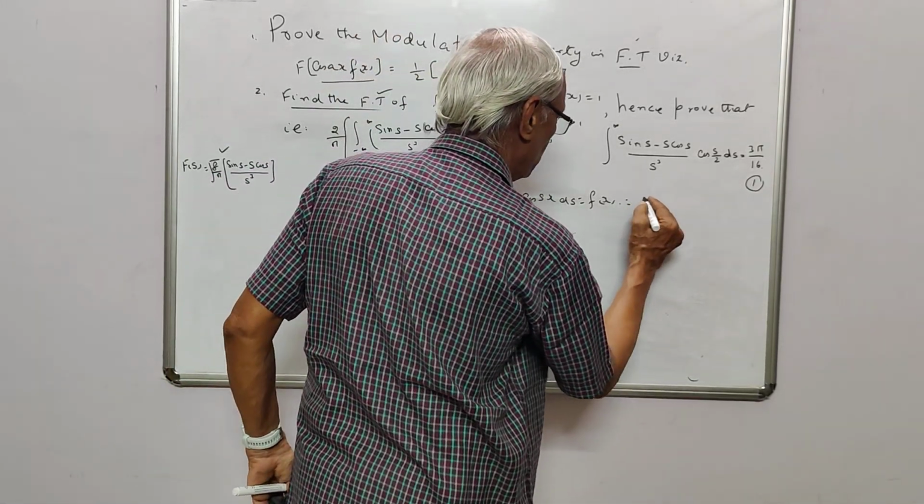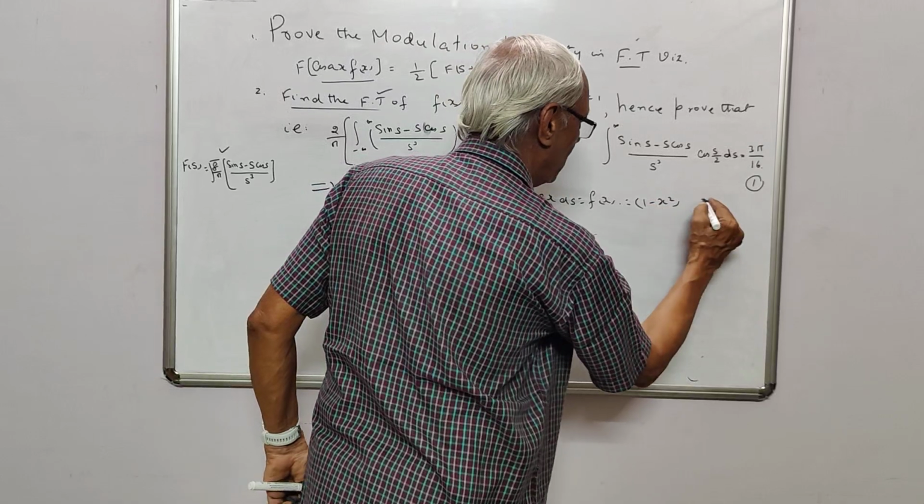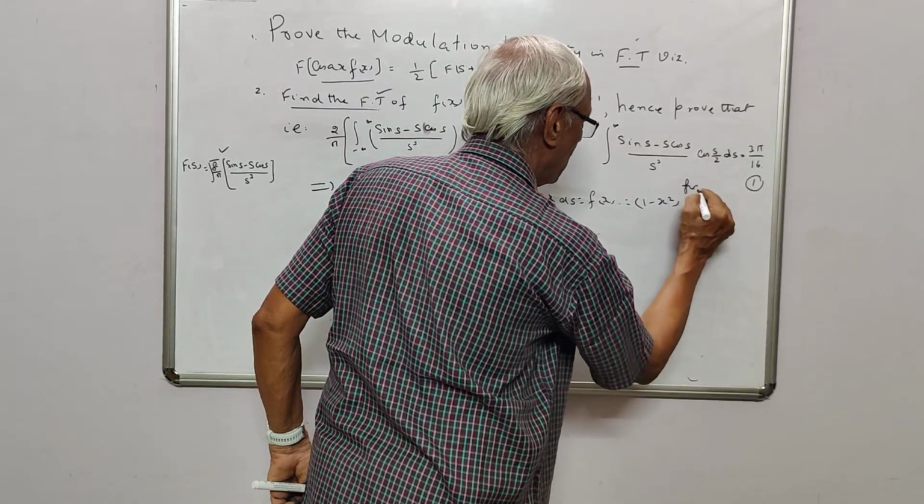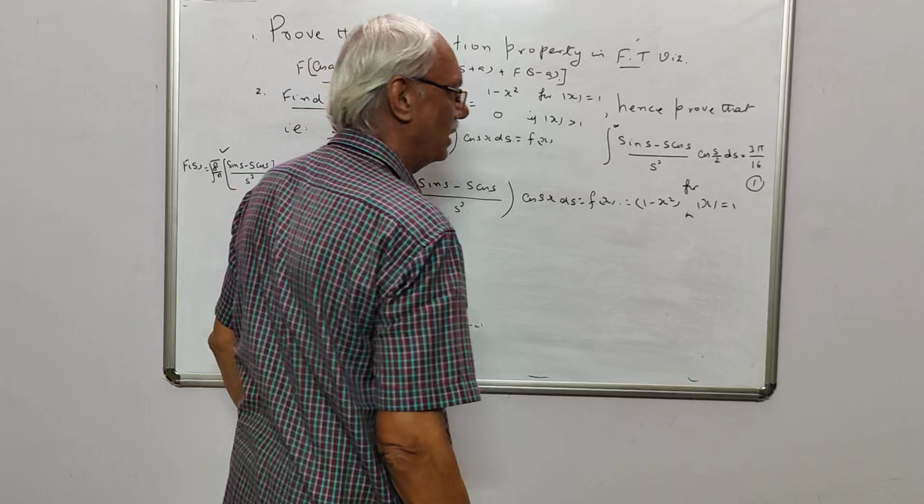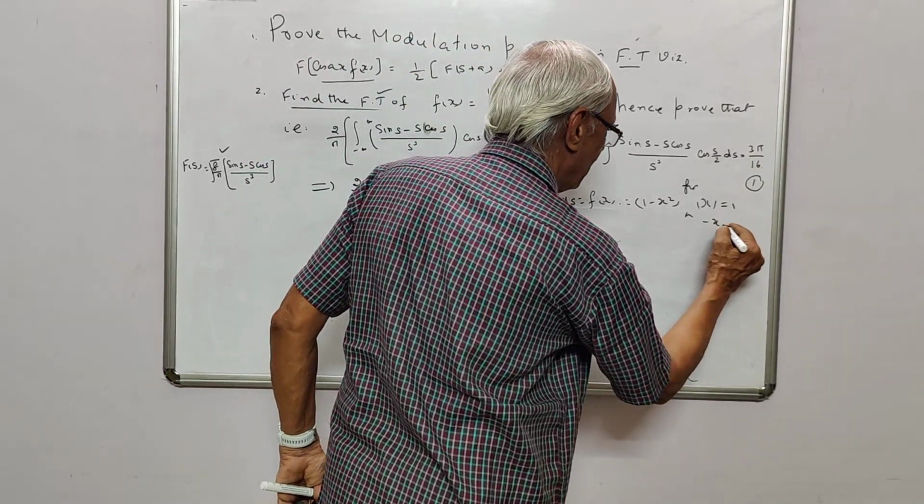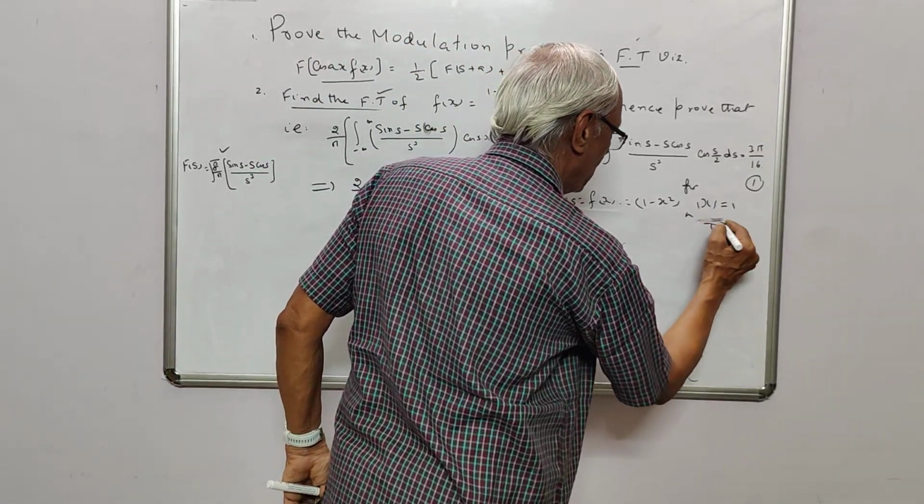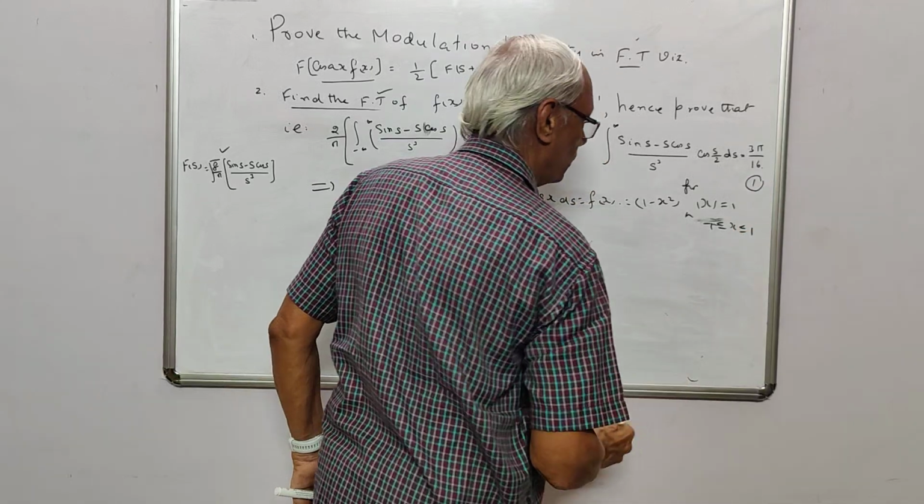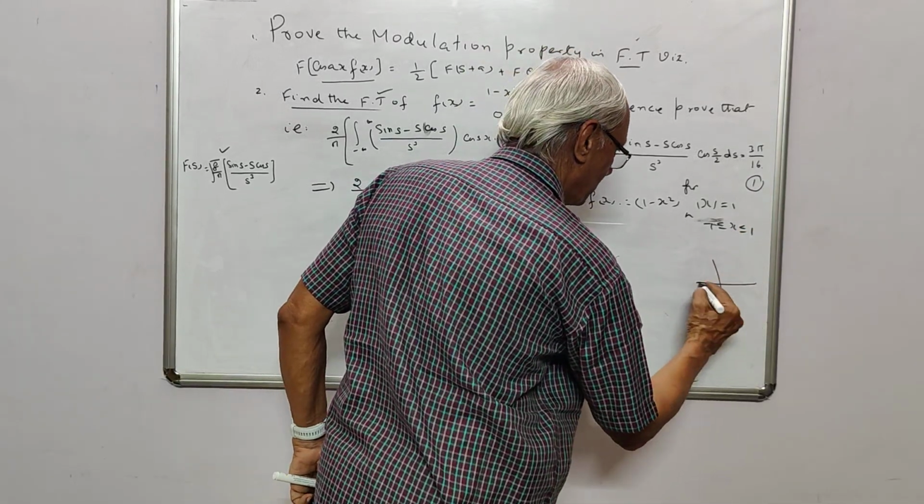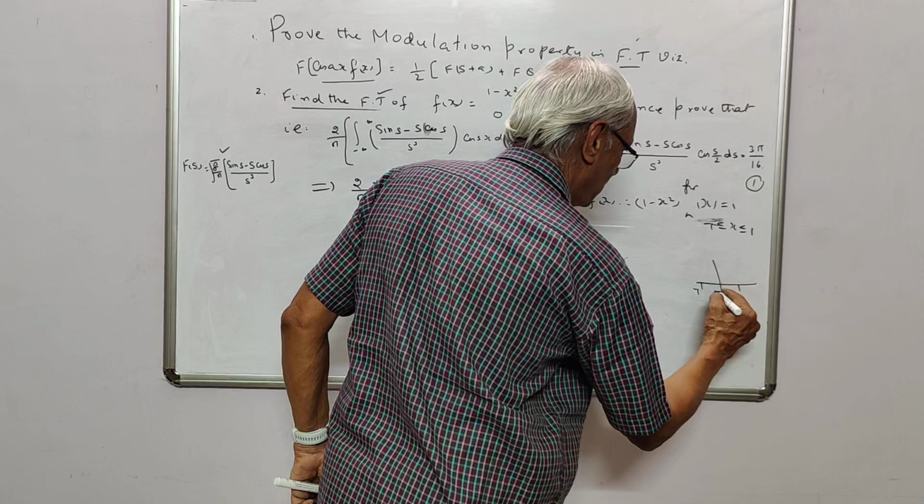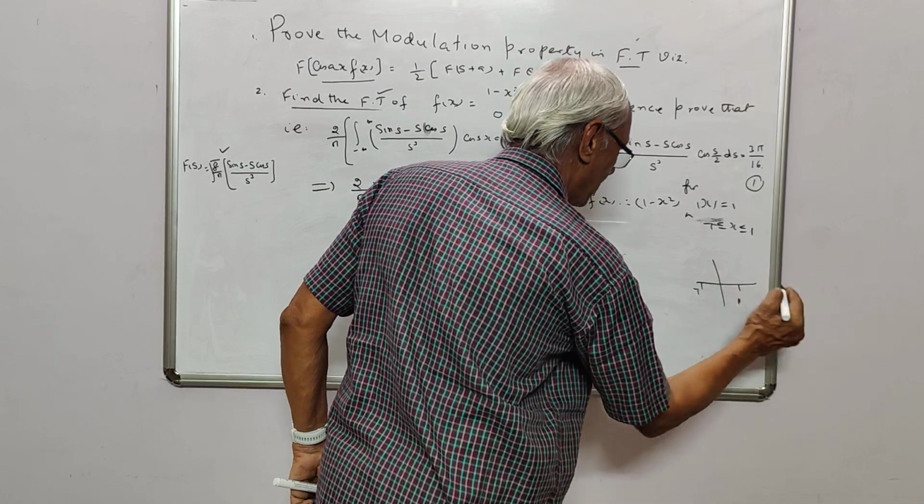So this is equal to what? 1 minus x squared for modulus of x less than or equal to 1. That is minus 1 less than or equal to x less than or equal to 1. So it is defined like this, between minus 1 and plus 1.